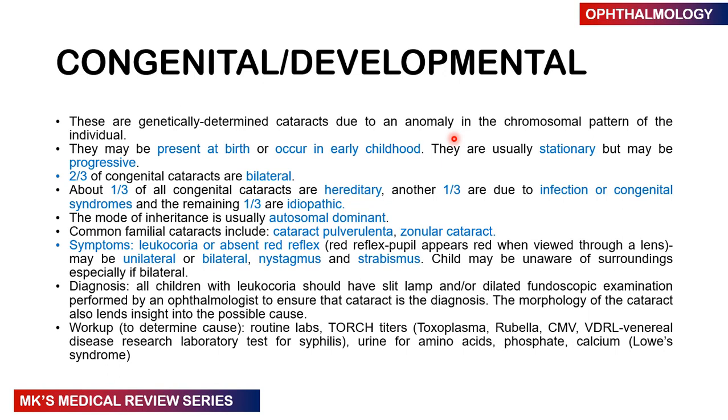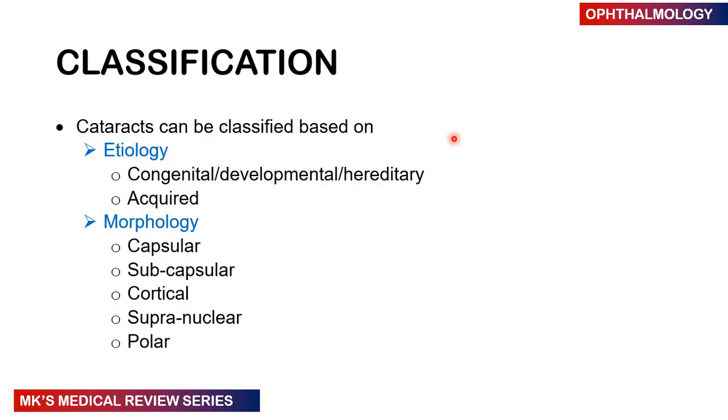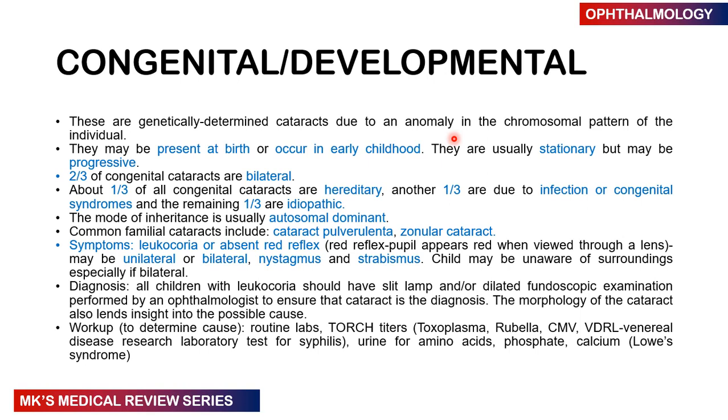Now the symptom that is pretty much going to point you towards cataracts is, of course, leukocoria. This is the sign that I've actually shown in the previous diagram. This sign here is known as leukocoria. Okay, so keep that in mind. So you're going to be seeing this leukocoria with an absent red reflex.